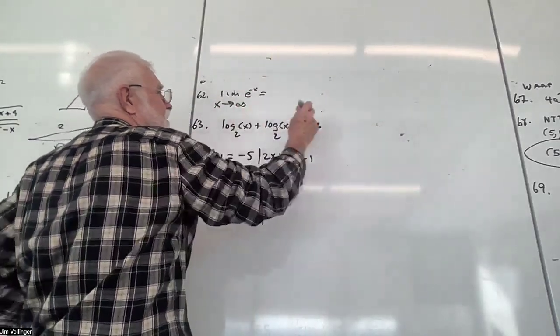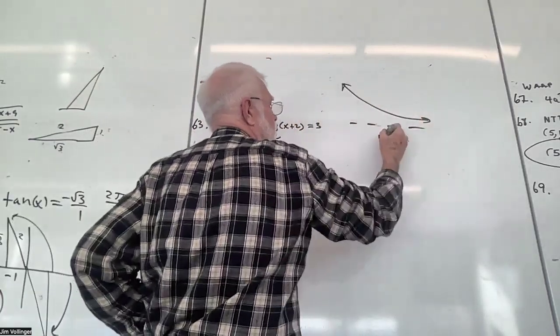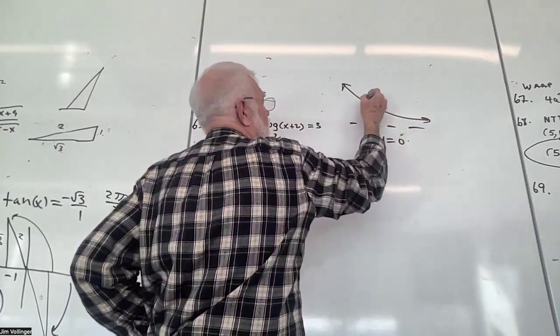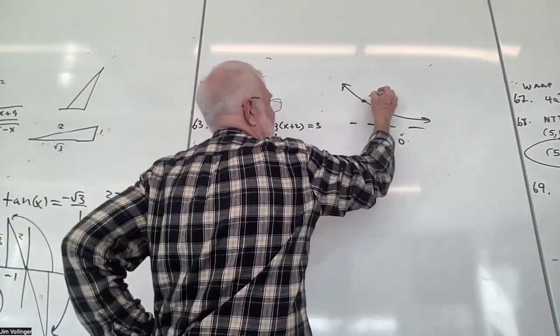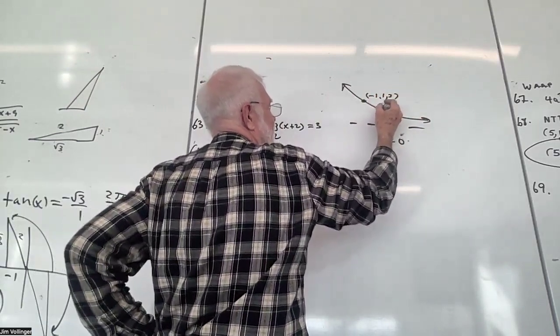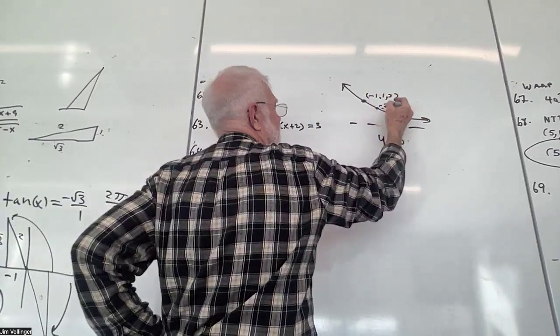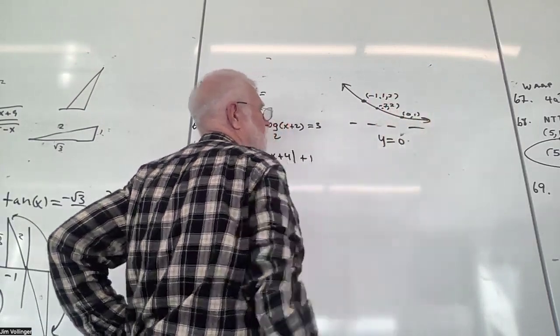e to the minus x. I hope you have that in your head. y equals e to the minus x. What do we have? We have negative 1.1 gets us close to 3, negative 0.7 gets us close to 2, 0, of course, gets us 1, and so on and so forth.